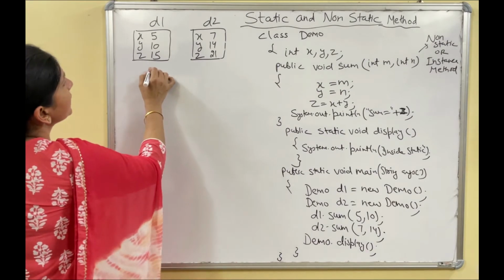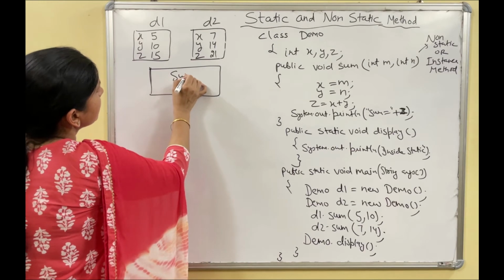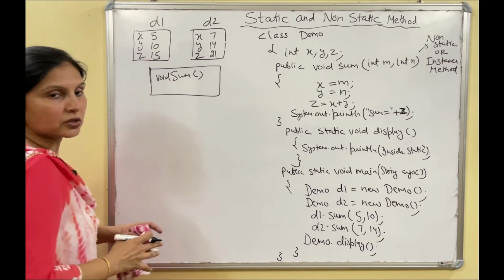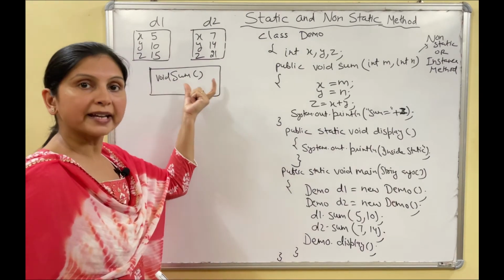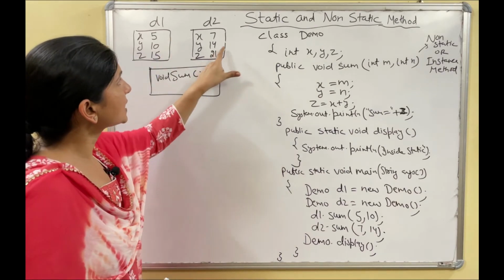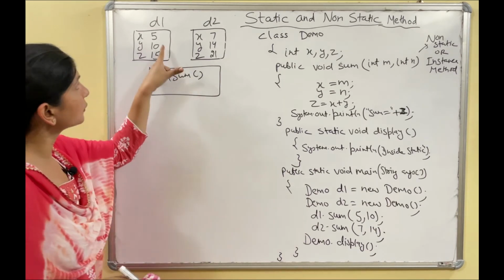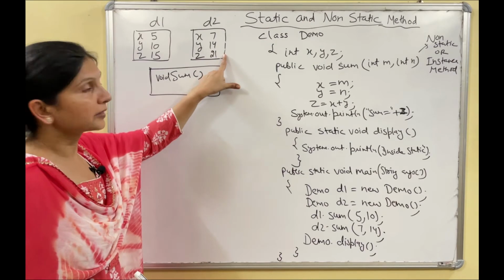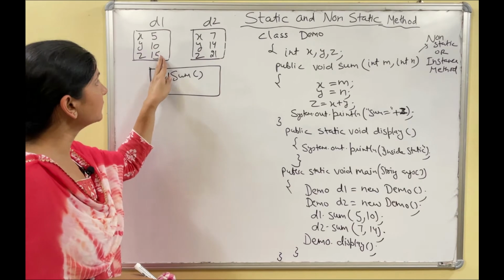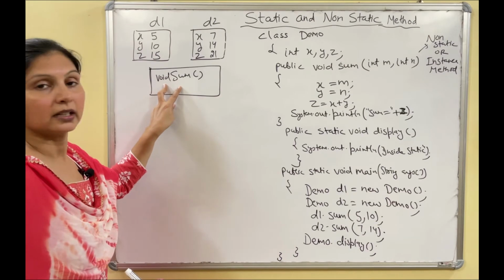will be stored only at one place. Some method will be stored only at one place. This is the public void sum method, right? So the sum method will occupy space at one place, and this method can be invoked by D1 as well as by D2. This method will behave differently for D1 and differently for D2. Fine. So behavior will be different for D1 and D2. That's why we say D1 has its own copy of variables and this method.